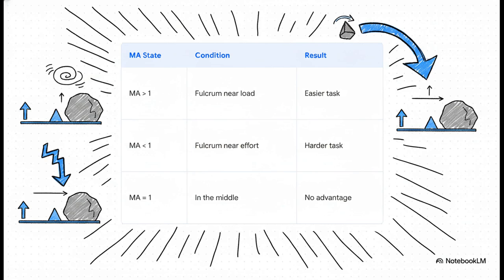When mechanical advantage is greater than 1, we're in a good state. This happens when the fulcrum is pushed way up close to the load. The result? You use way less effort to lift a heavy weight. The task becomes magically easier.